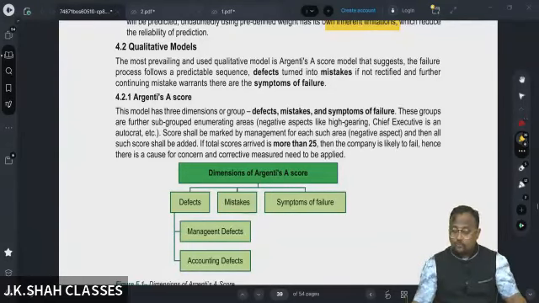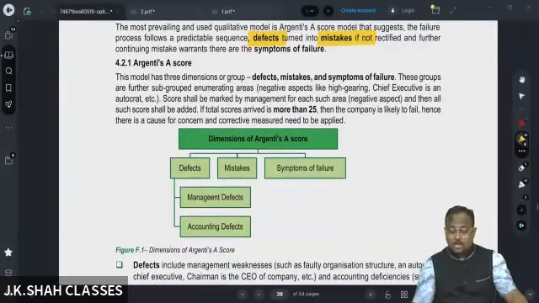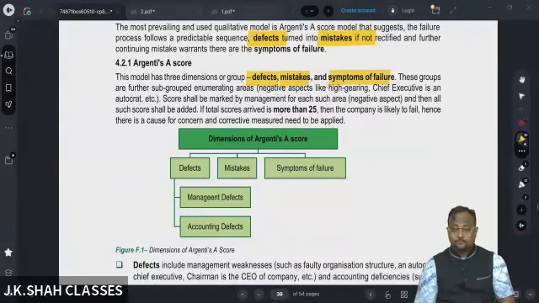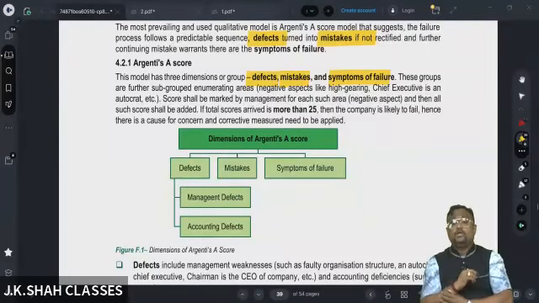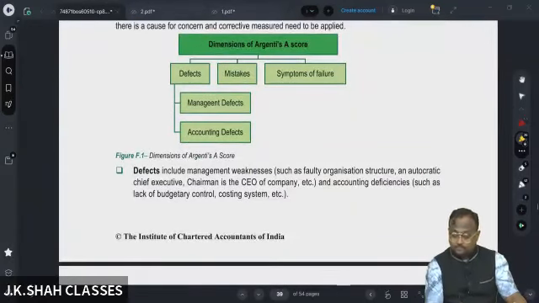Qualitative methods focus on the defects and the mistakes which are not rectified and the reasons for failure. Like Argenti's A score is the first system which has 3 dimensions. One is defect, the other one is mistakes, and the third one is symptoms of failure. Like you have defects. What defects do you have? You have management defect or accounting defect.